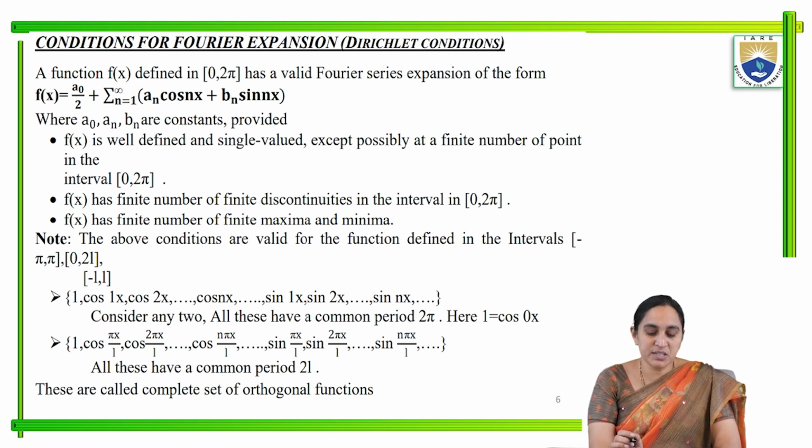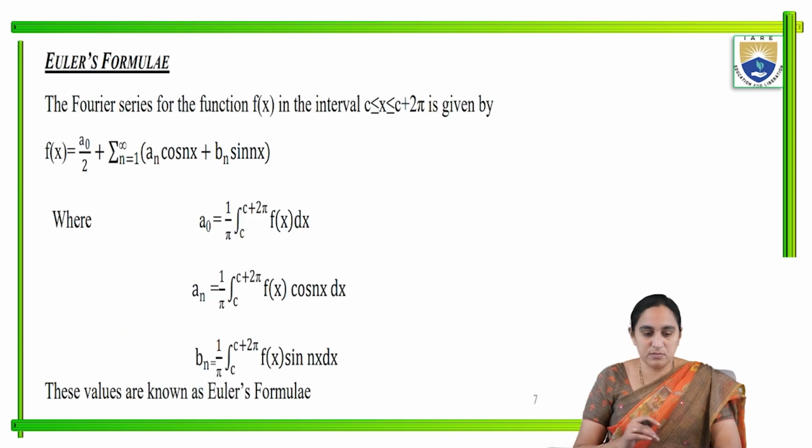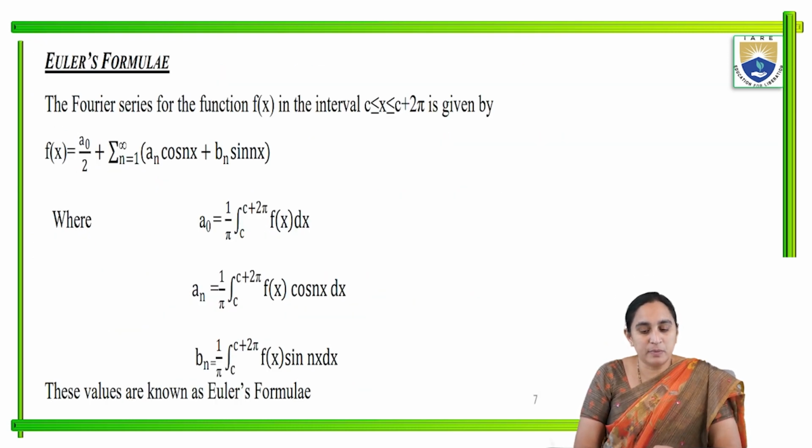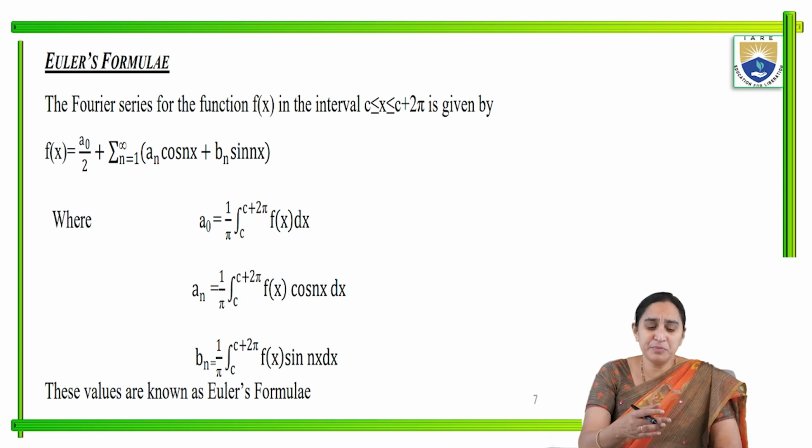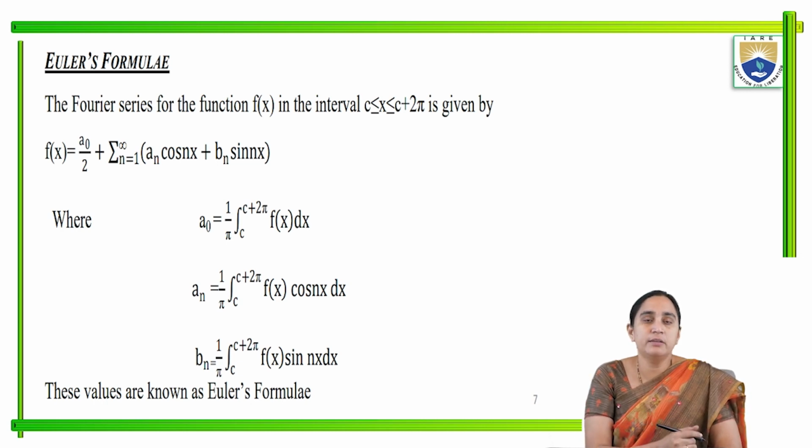These are called a complete set of orthogonal functions. Euler's formula. Okay, from the basics, now we have to get the Fourier series formula. This is called Euler's. What is the formula for that?